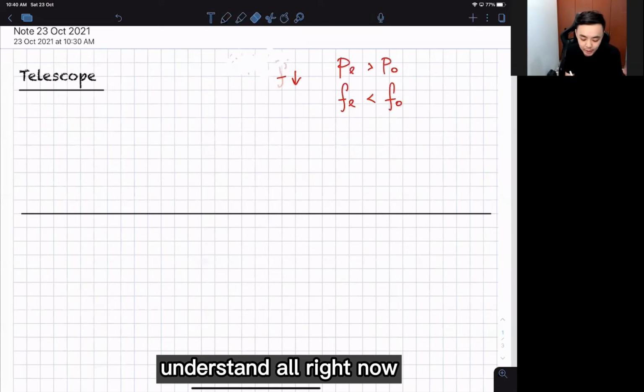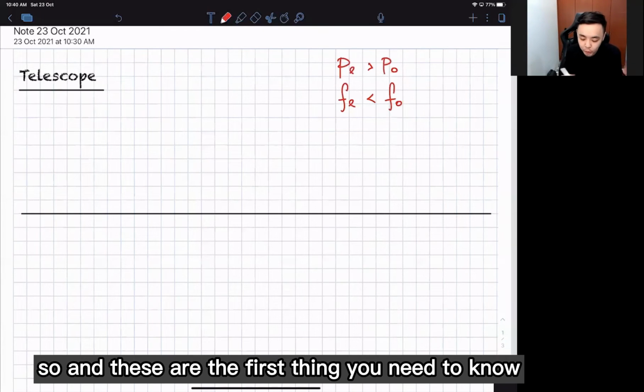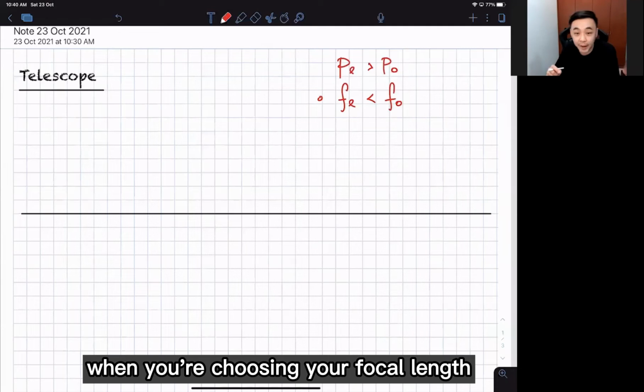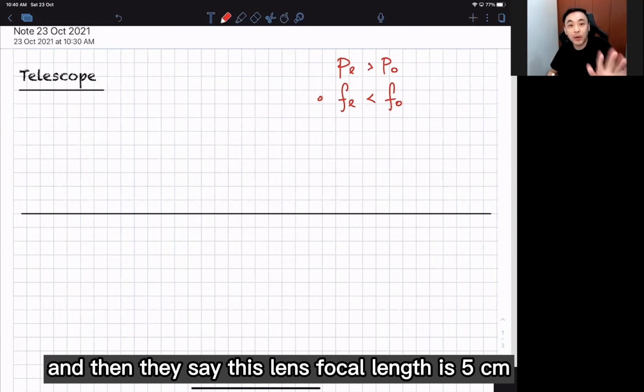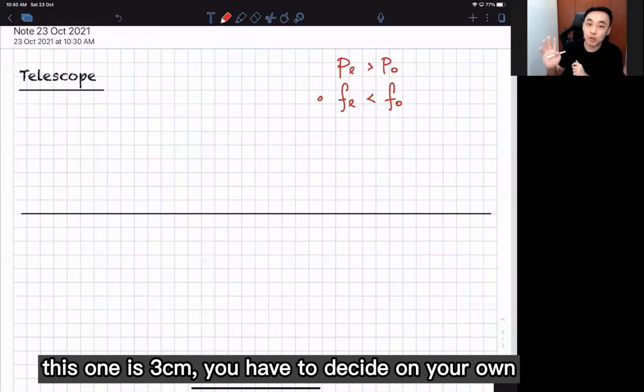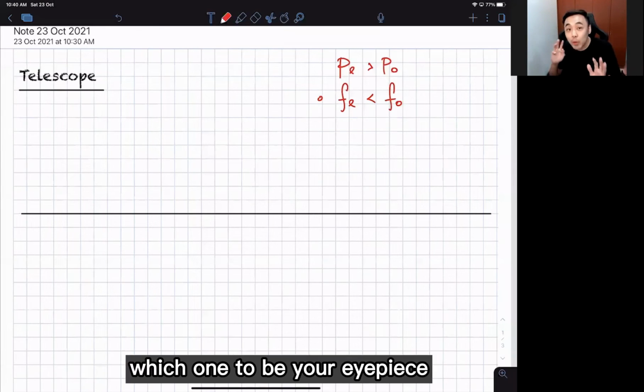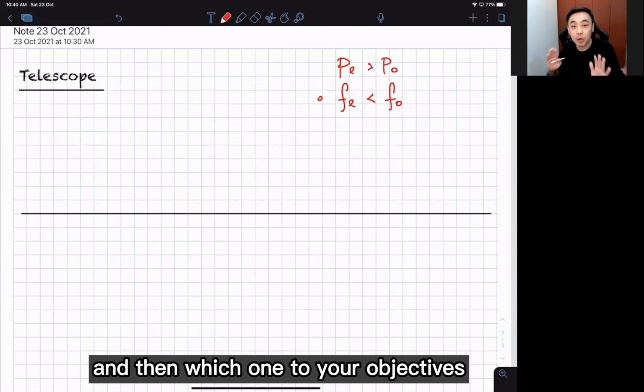Understand? All right. These are the first things you want to know. Make sure later, when you are choosing your focal length, sometimes what they do is give you 2 lenses, and then they say, oh, this lens focal length is 5 cm, this one is 3 cm. You have to decide on your own which one is to be your eyepiece and which one is to be your objective.